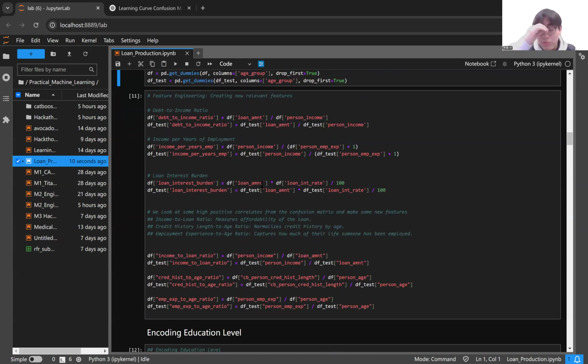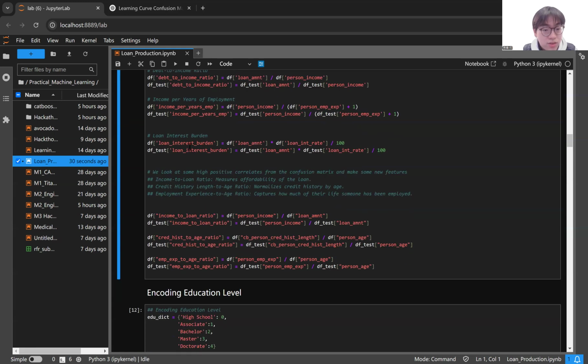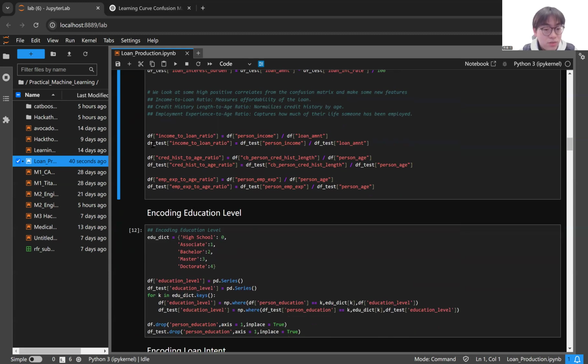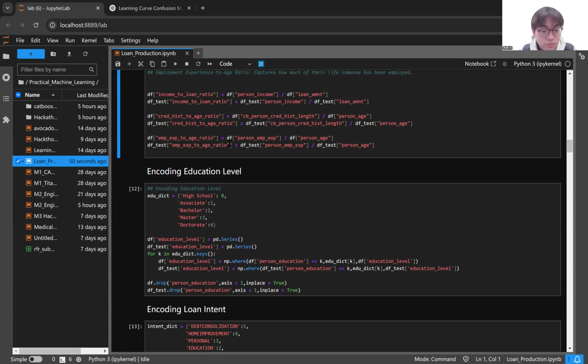And then we add some default variables to the dataset, and this is the same as the sample notebook. And we think that the debt to income ratio is an important factor, as well as the income per year of experience, the loan interest burden, the income to loan ratio, the credit history to age ratio, and the employed experience to age ratio. And we think that they are important factors to predict the loan status.